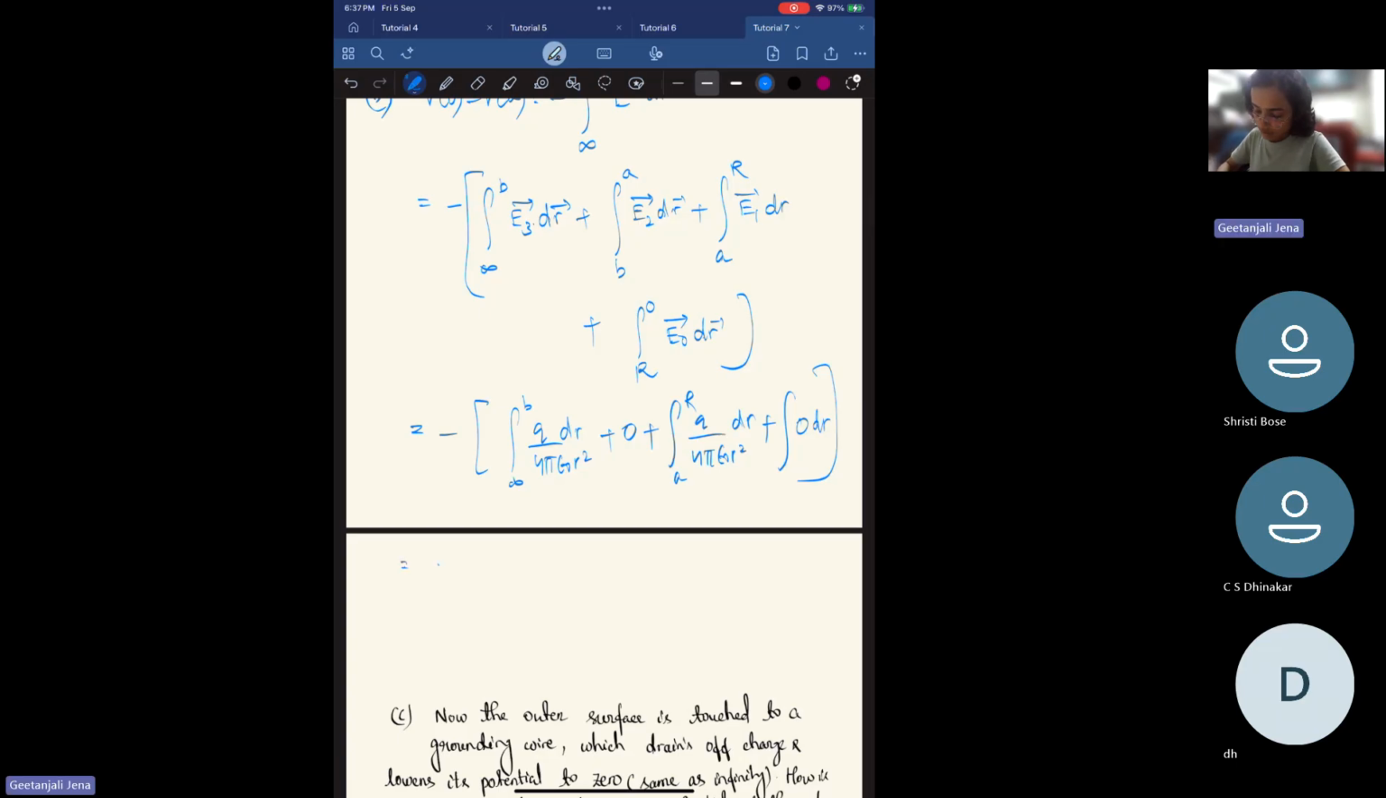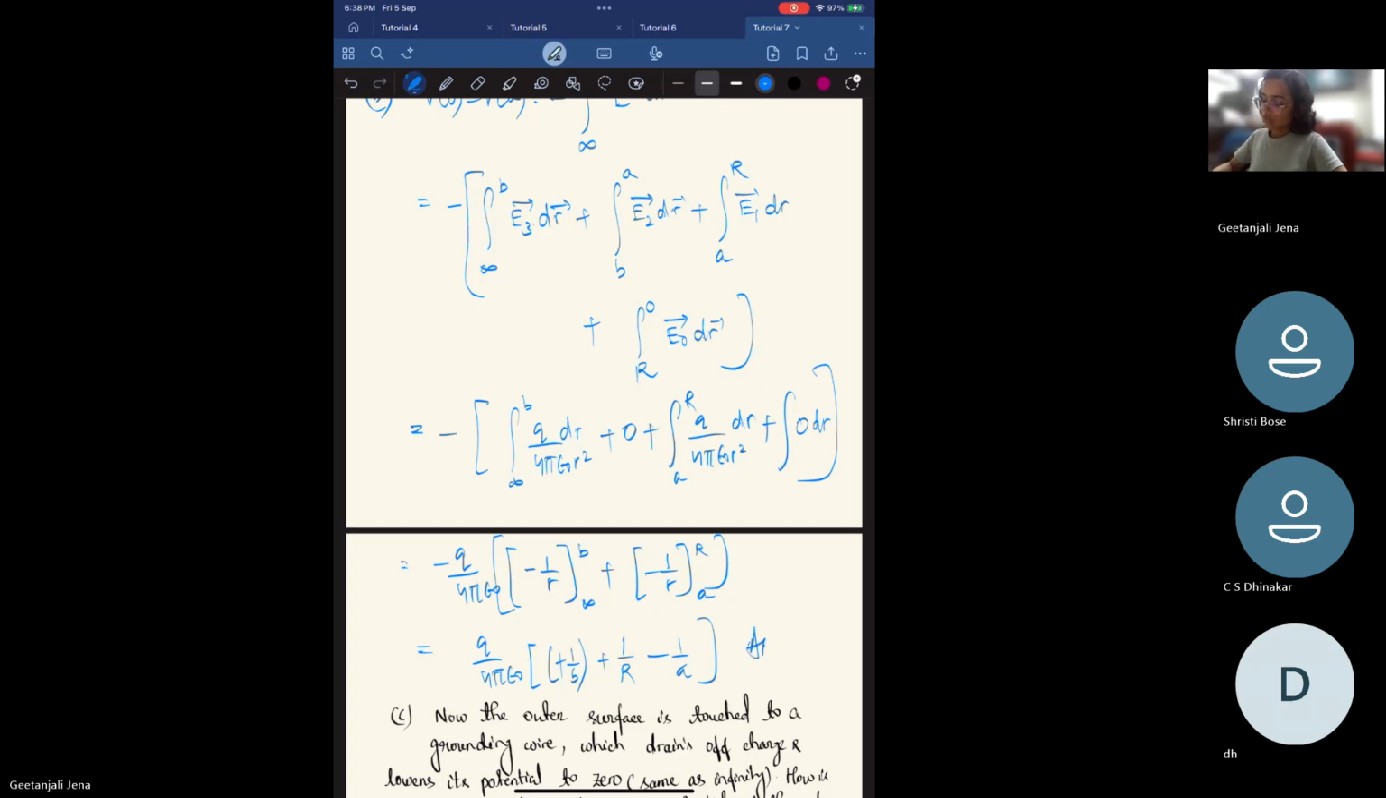So now it is minus Q by 4 pi epsilon naught. 1 by R square will give minus 1 by R, from infinity to B, plus minus 1 by R from A to R. So this will be Q by 4 pi epsilon naught, minus 1 by B, sorry, plus 1 by B, plus 1 by R minus 1 by A. Okay.